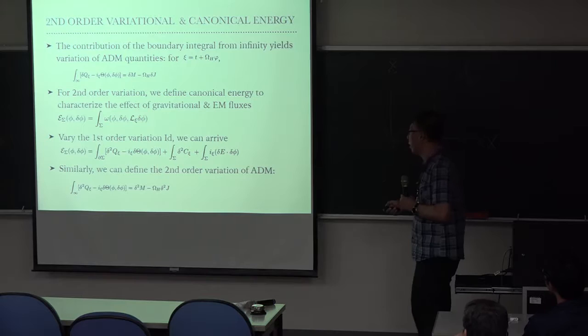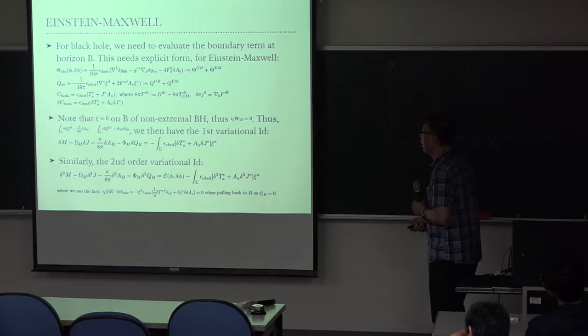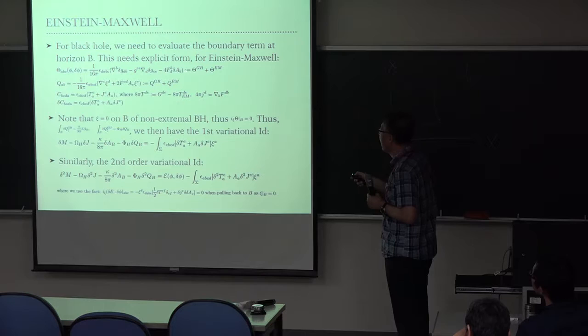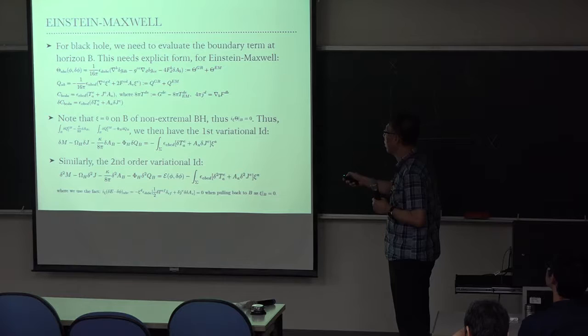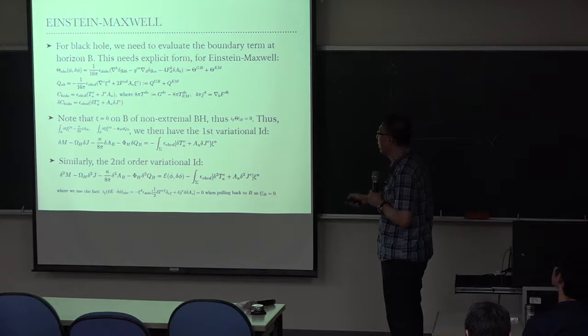And now because everything is so formal, let's be concrete by considering a concrete theory, which is Einstein-Maxwell theory. In this case, you can just calculate all these quantities. And we find, for example, this term contains two parts. One is associated with Einstein theory, the other one associated with EM. And we find that, for example, Q looks like this. This is just a number acting on the C, and these guys. And also we can evaluate C.